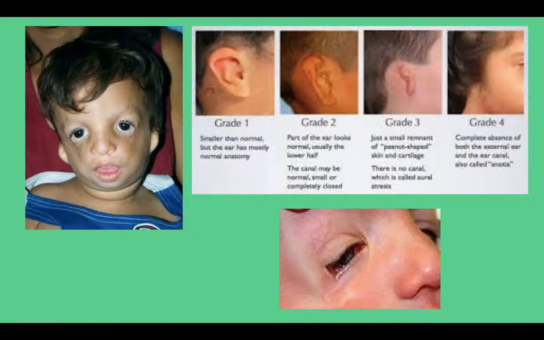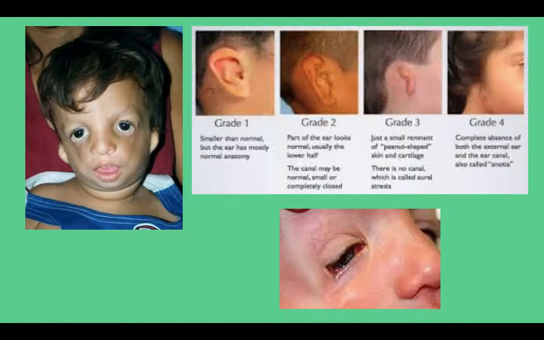Then on the bottom there of the eye is just a picture of the notched lid. I didn't know what that was before doing this project, so I thought that it would be important just to throw that in there. And then above that are the different grades of microtia that can be seen. We kind of went over this in pediatrics, but I thought that it might be a good review here. So I'll just go through them real quickly.